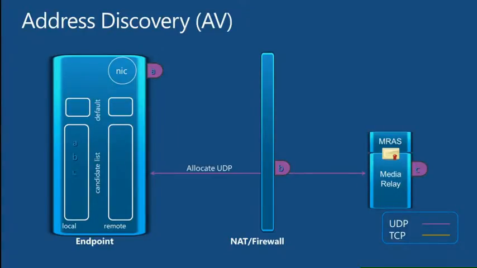Then we connect to our media relay, and we will discover our reflexive address, and we will allocate a candidate on the media relay. And we do the same for TCP. So now I know, well, these are the options where the other person could call me.